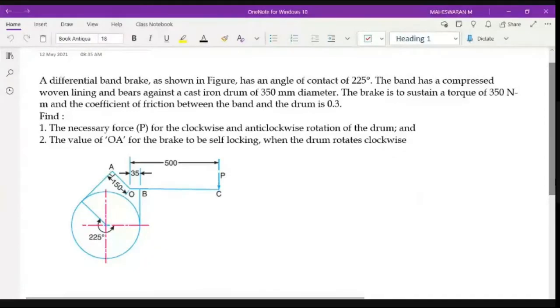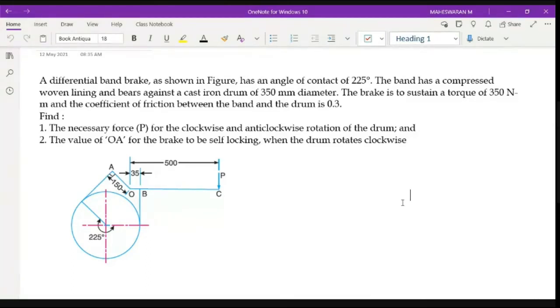Okay, let us consider here. You have a differential band brake, as shown in the figure. The angle of contact is given and the force is also given. They're asking you to identify the force P required when the drum is rotating clockwise, and the next, what happens when it rotates anti-clockwise. These are the two things they are asking.